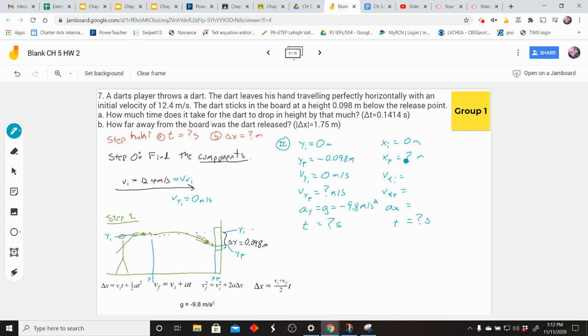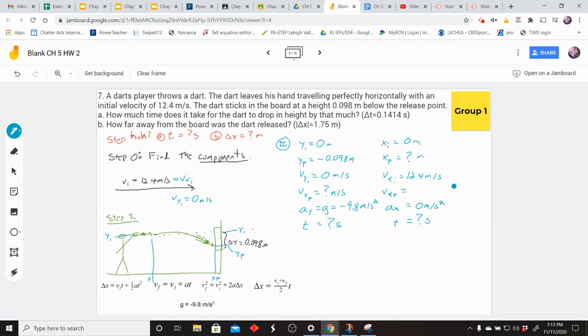All right, Vx initial. How fast is the dart moving sideways initially? Go back to your step 0. Vx initial is 12.4 meters per second. Because in this problem, the thing initially was only moving sideways. So all of its velocity was X velocity. None of it was Y velocity. Vx final, again, skip it for now. Look at A sub X. So again, on the Y side, gravity accelerates the dart down. On the X side, what accelerates it sideways once it leaves my hand? Nothing. Very common in these problems that A sub X is going to be 0 meters per second squared.